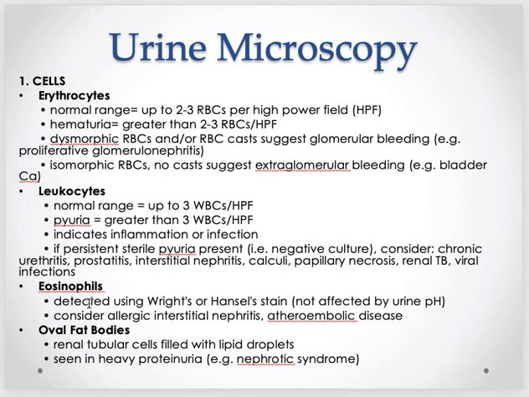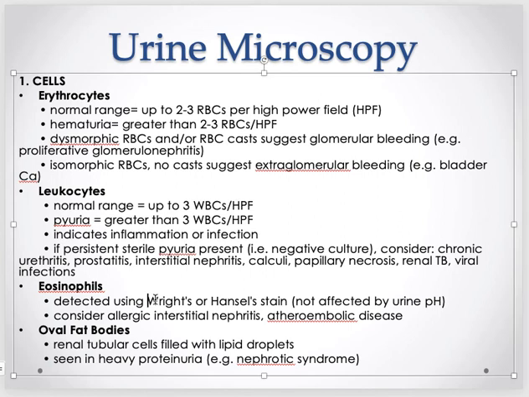Eosinophils, we use these stains to detect eosinophils, okay? And whenever eosinophils are present in the urine, they show that the person has allergic interstitial nephritis. Whenever oval fat bodies are present in the urine, which means the renal tubular cells are filled with lipid droplets, they are seen with heavy proteinuria in nephrotic syndrome.